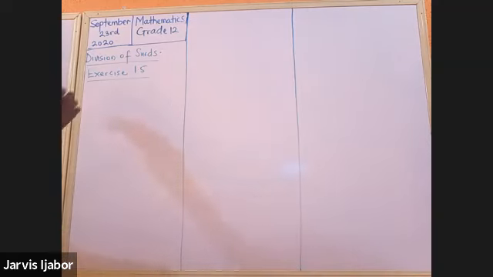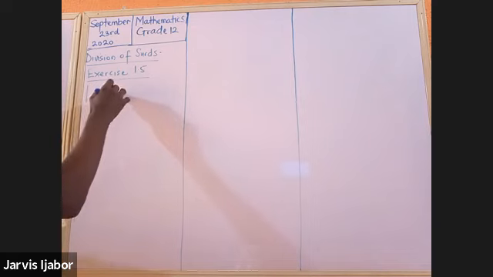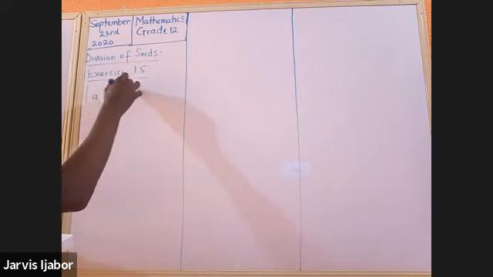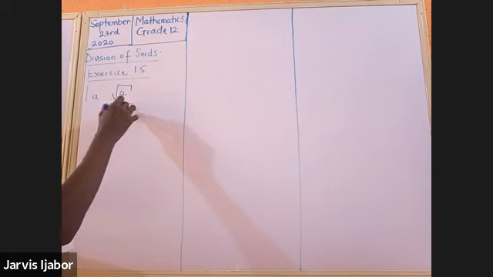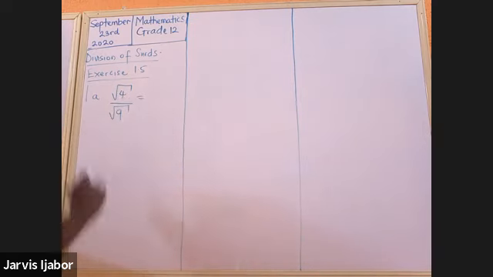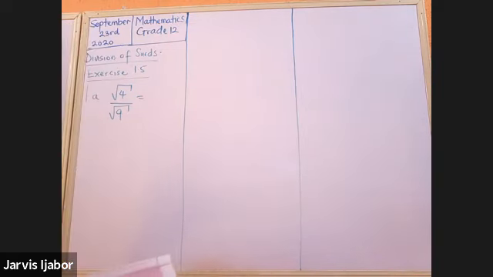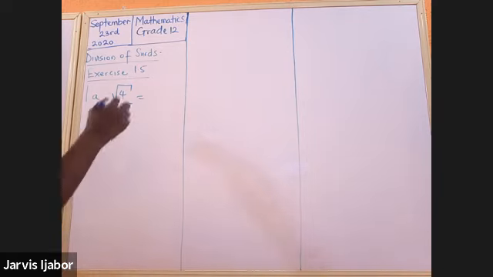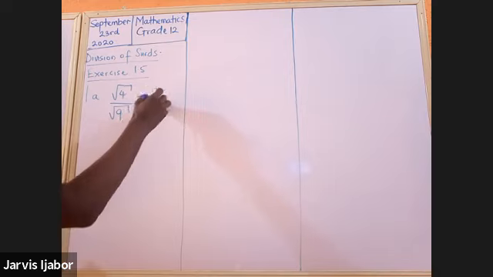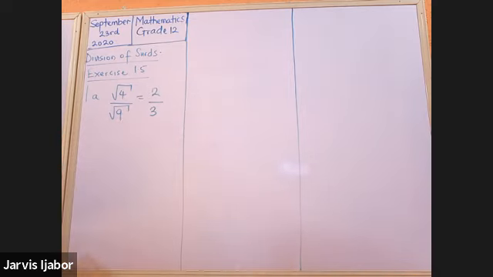Now, if you look at question 1a, the square root of 4 over the square root of what? 9. I always advise students at your level, you should know perfect squares from 1 to 50. You should have them at your beck and call. So the square root of 4 is 2, and the square root of 9 is what? 3. So that's question 1.